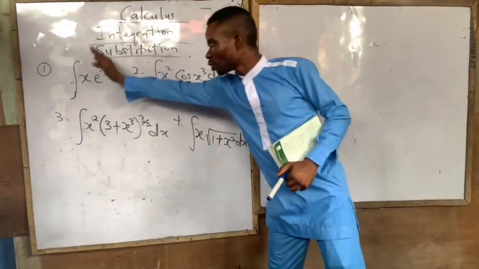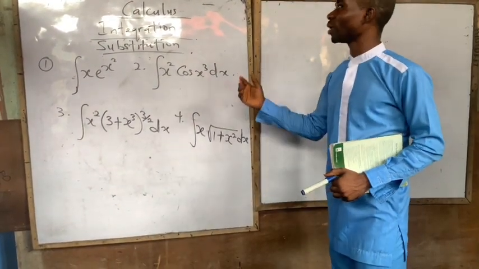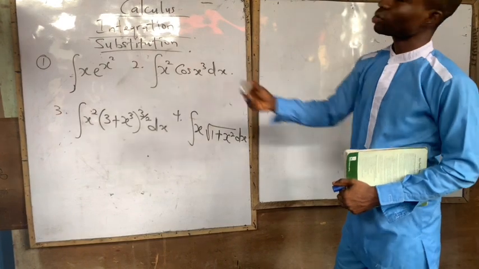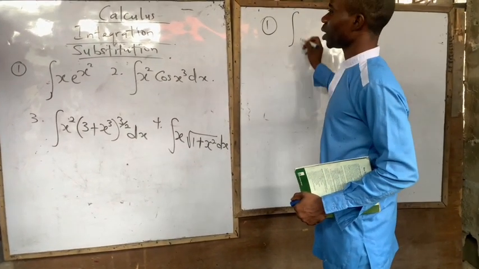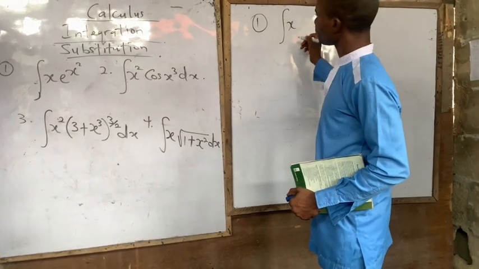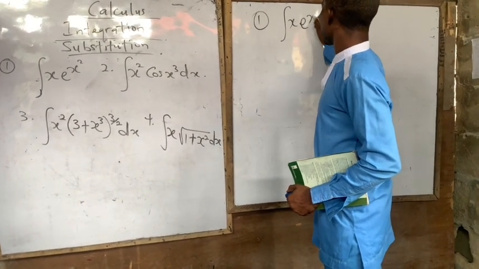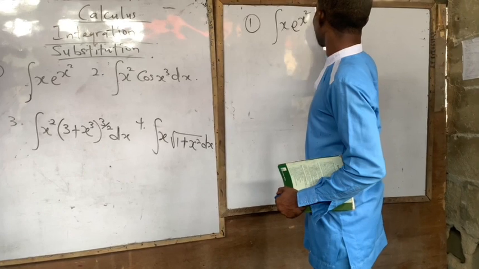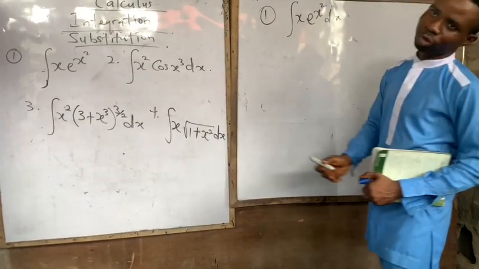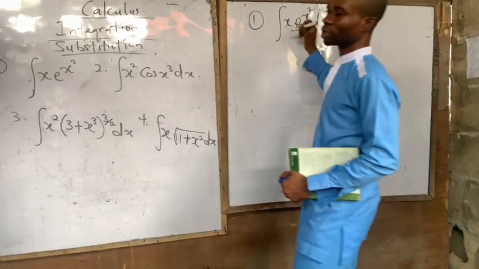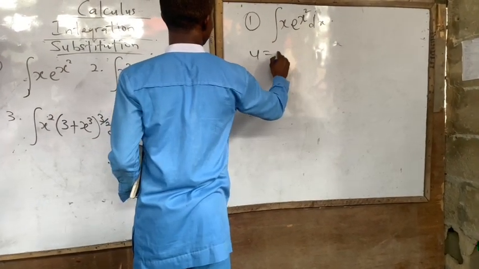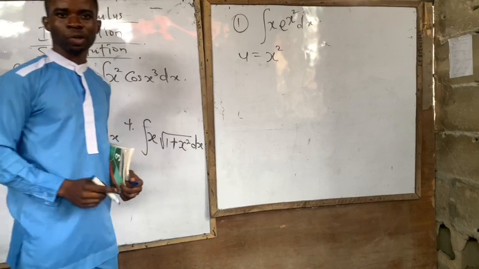Now, when we have questions like this under integration by substitution, let's take a look at number 1. Number 1 says the integral of x exponential x raised to power 2 dx. How are we going to solve something like this? This x squared that is here can be represented by u. Say u equals x squared.